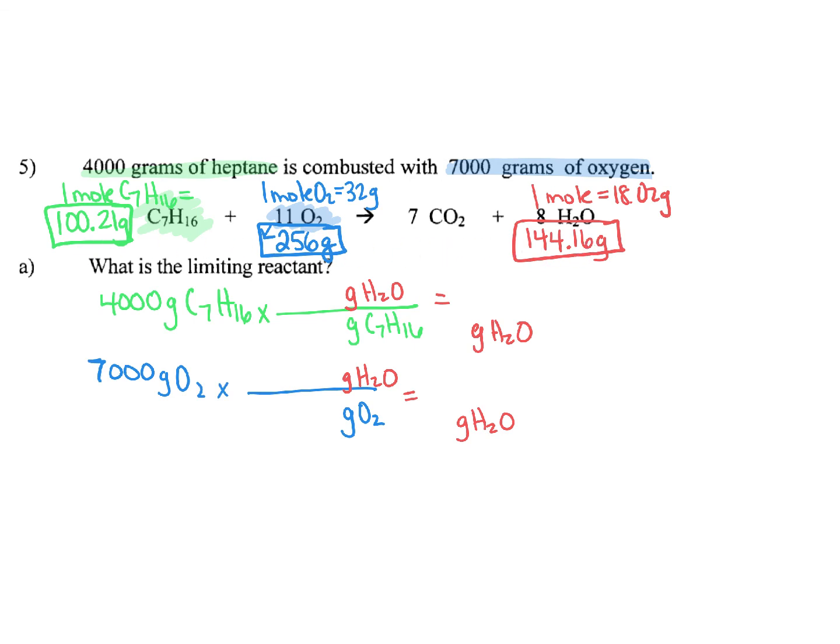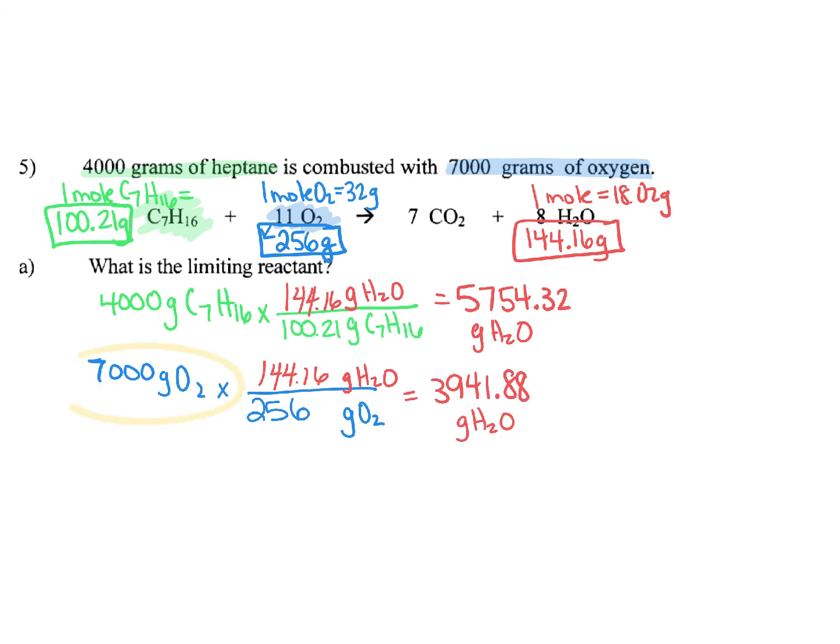So I am going to put in my 100.21 grams of C7H16. I'm going to put in my 256 grams of oxygen, and I'm going to put in my 144.16 grams of water, and I'm going to solve and see which one is less. And so I see that oxygen is going to be my limiting reactant because I make less of it. So my answer to my question is oxygen is my limiting reactant.